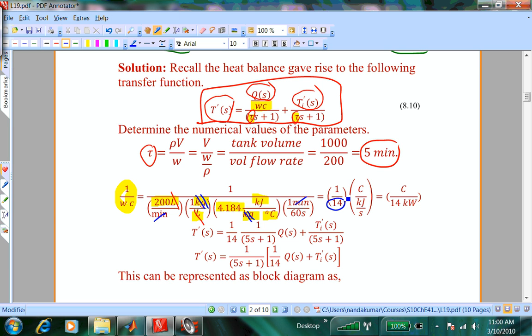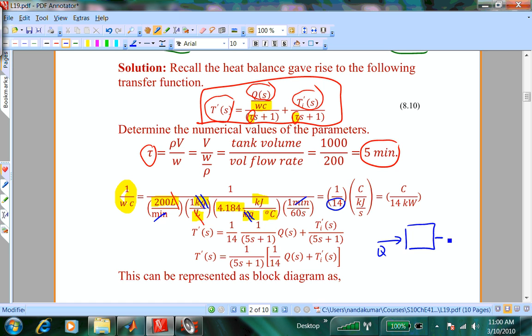And the units that we are left with are kilojoules per second per degree C. So the units are degree C in the numerator divided by kilojoules per second, or kilowatts. So that is 1 over WC, and it is going to convert kilowatts into degree C. If I draw the block diagram for only that part, that is Q.